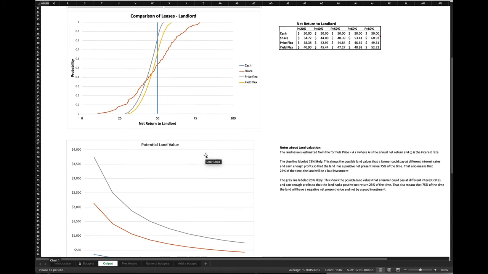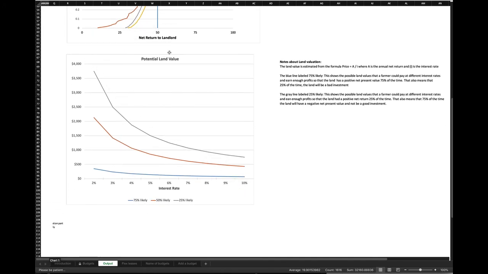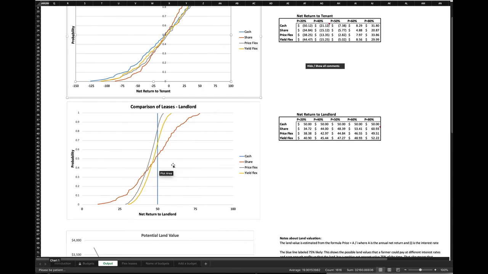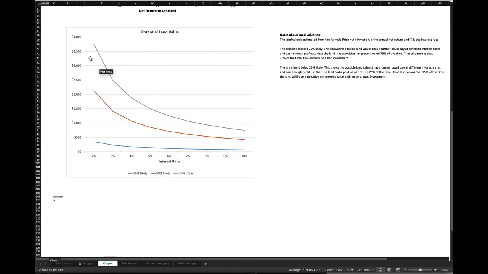So based on what your interest rate is and where we expected the yields and prices to end up, if you want to pay, at a 5% interest rate, maybe $1,500 an acre if you had some really good yields, down to this point here where you'd probably pay something less than $500 per acre. So again, a wide variation in what the potential land price would be. And here's the expected value in here.